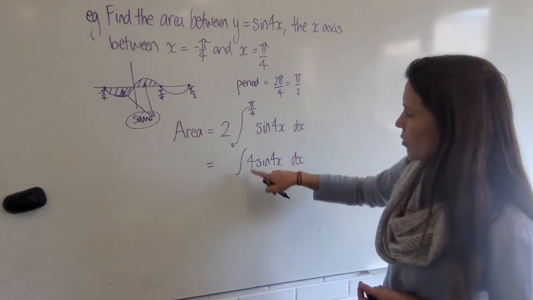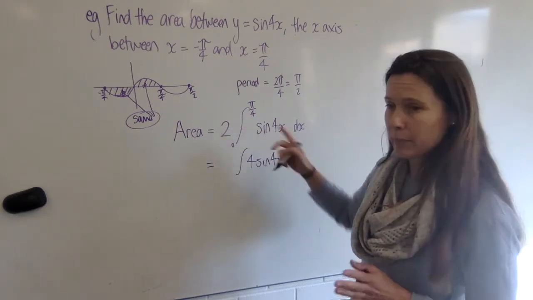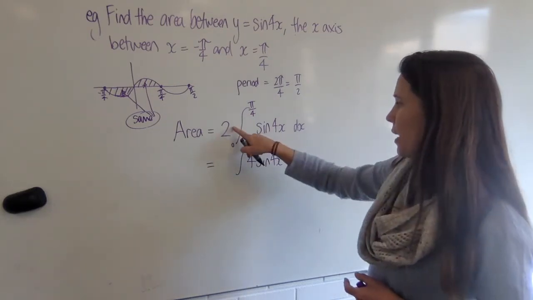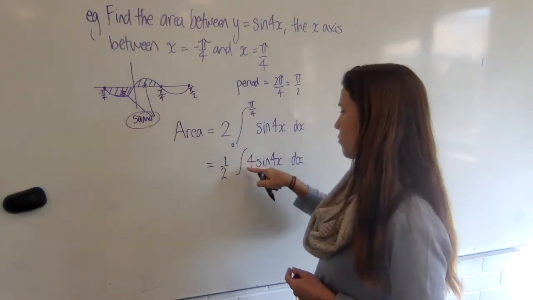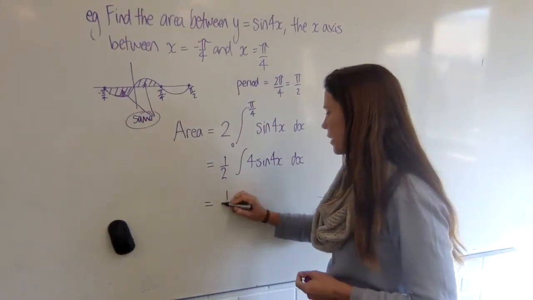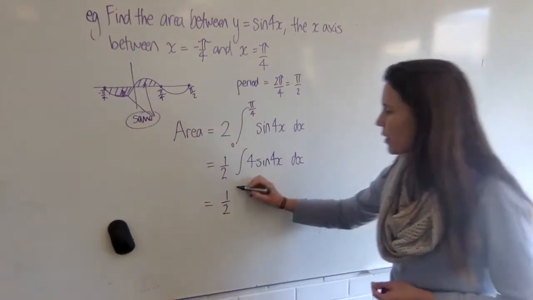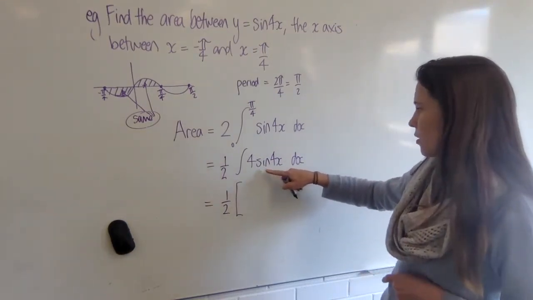But I've now gone and changed my question. Remember that this 2 can be here or here, means the same thing. So if I had 2 but now I've got 4, I need to adjust for that. Half of 4 makes 2. So then my half comes along for the ride on the next line. And when I go to integrate this part, I just get negative cos 4x.